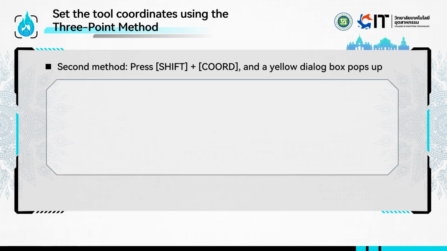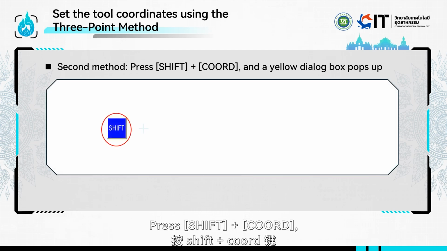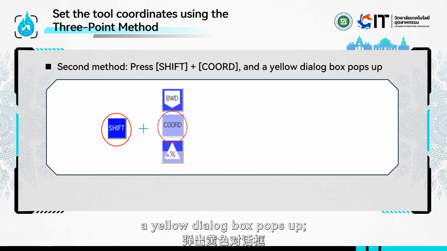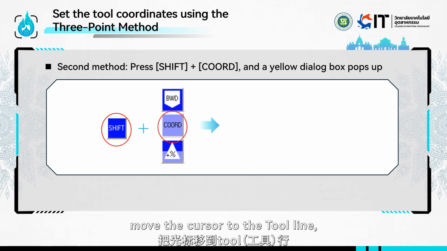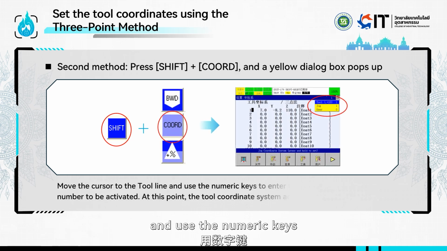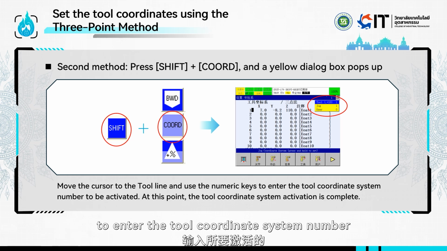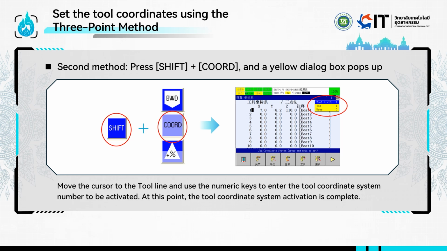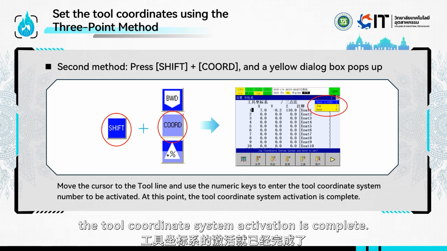Second method. Press Shift plus Q, a yellow dialog box pops up. Move the cursor to the tool line and use the numeric keys to enter the tool coordinate system number to be activated. At this point, the tool coordinate system activation is complete.